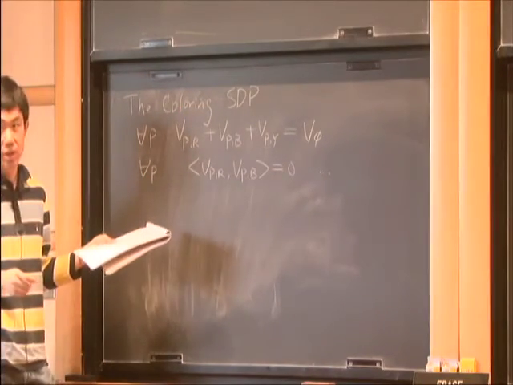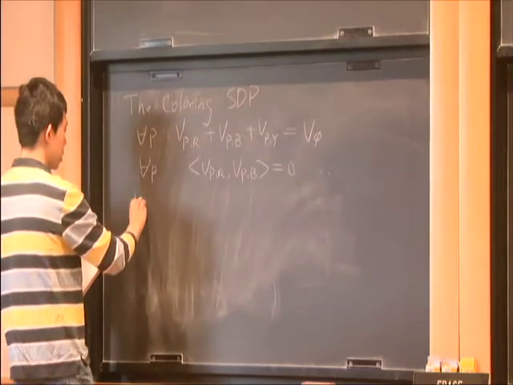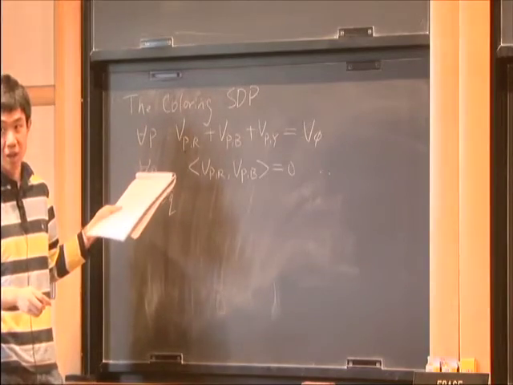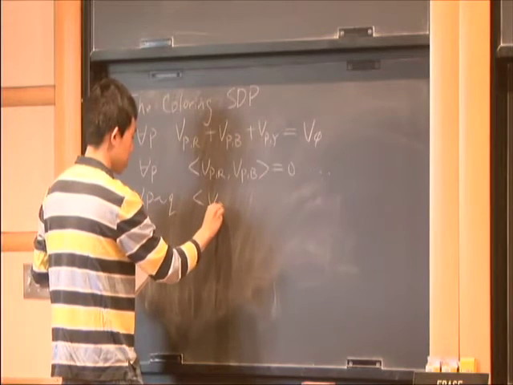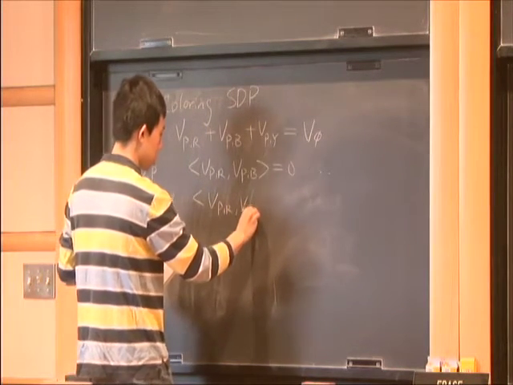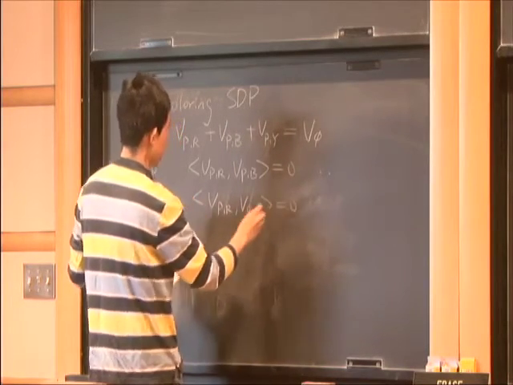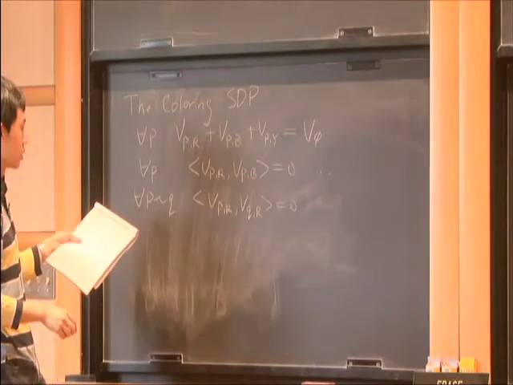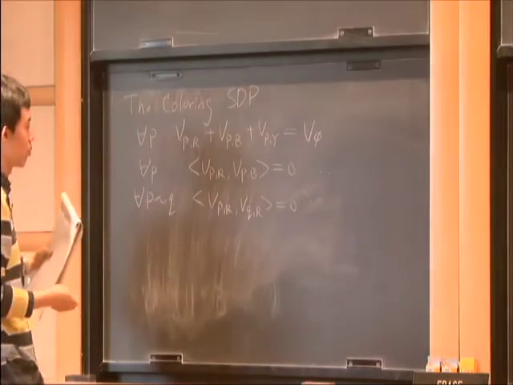And for 2 adjacent vertices, P and Q, they cannot be colored by the same color. So VPR inner product with VQR is equal to 0, also for blue and yellow. So, well, this is essentially the SDP we use.